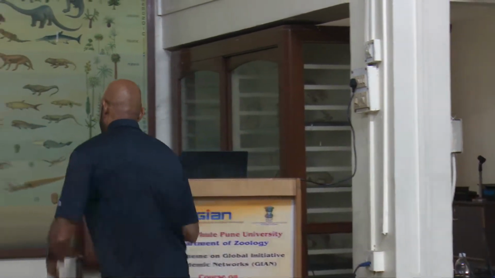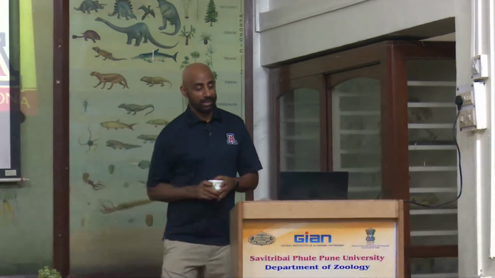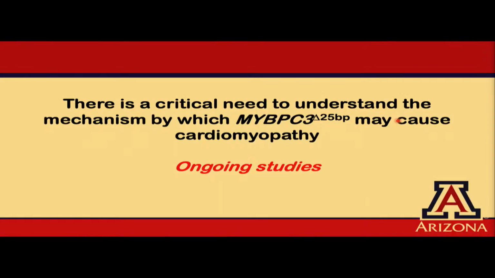So again, you can see I started this project in 1996, so we are still going on without knowing exactly what this mutation is doing in our population. The animal model I showed was a transgenic model. We used the alpha myosin heavy chain promoter to overexpress the mutant protein, because we wanted to understand exactly the mechanism and how this 25 base pair deletion in the intronic region, not within an exon, caused the disease.